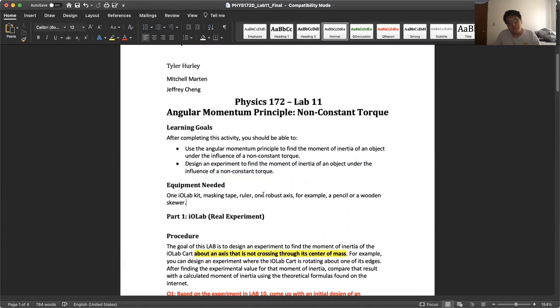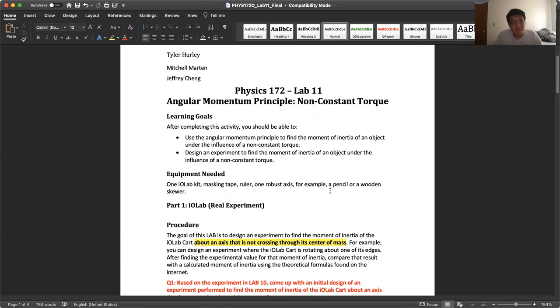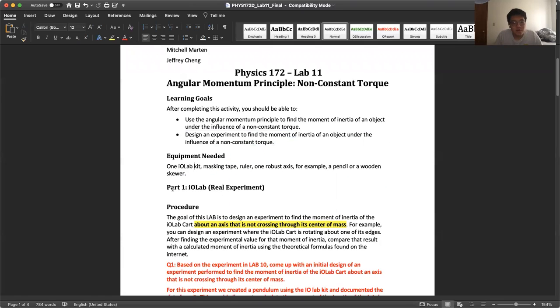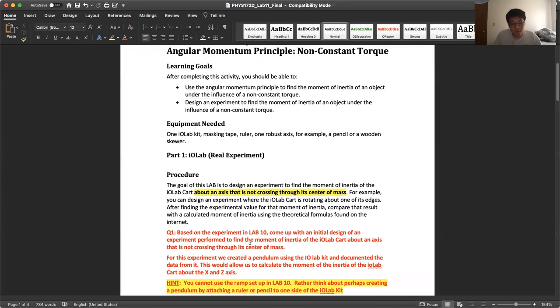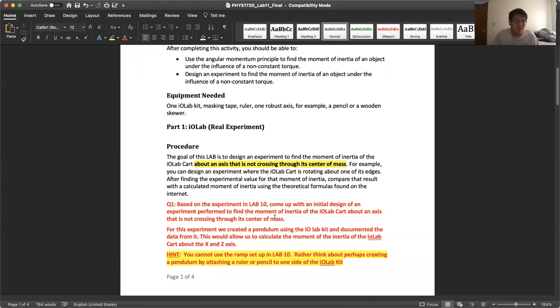All right. This is exactly what I actually used. I didn't use tape, but I got the IOLab ruler, robust axis, and pencil or skewer. So basically, for this lab, you just find a moment of inertia through rotation. So what I did was I created a pendulum, and through that I calculated forces for all of it. I got forces for the x and the z axis to calculate the moment of inertia.